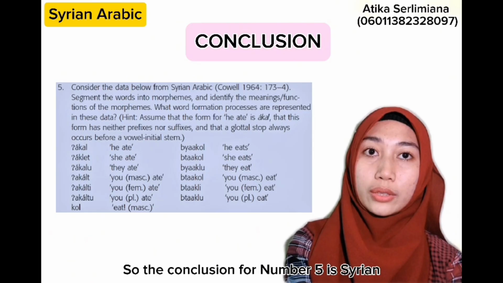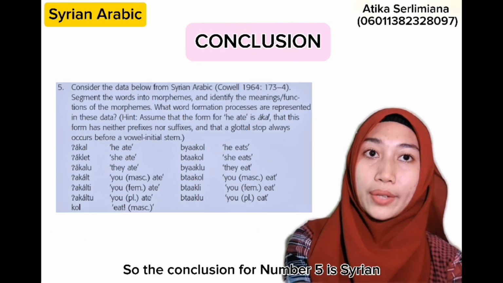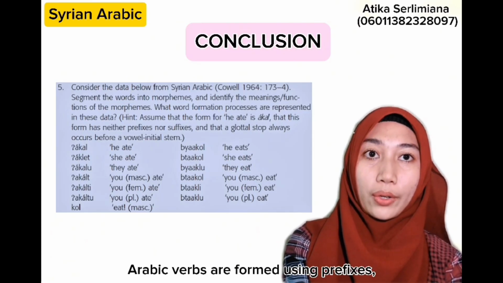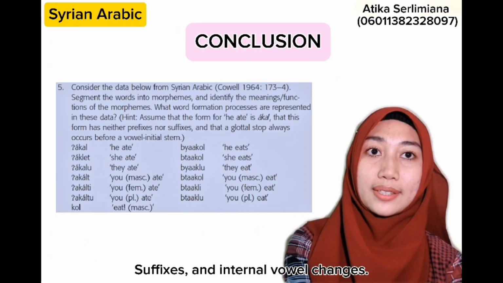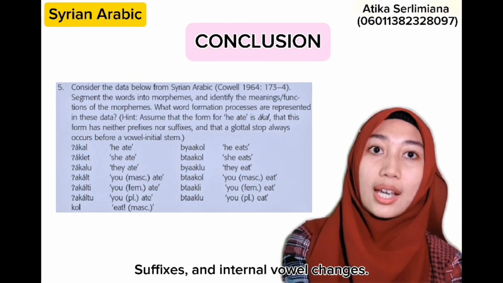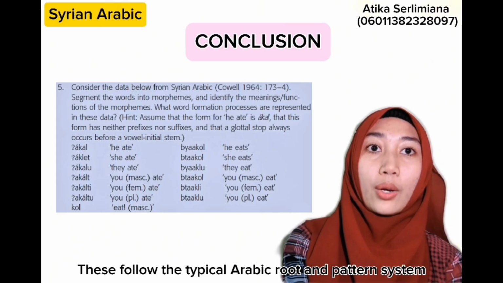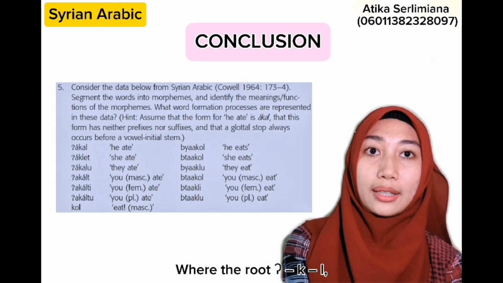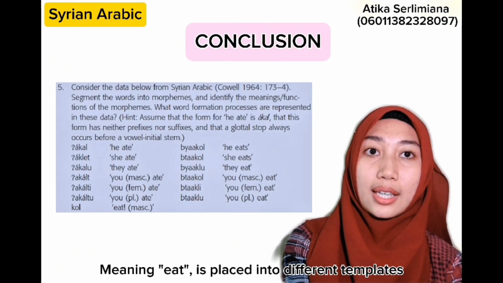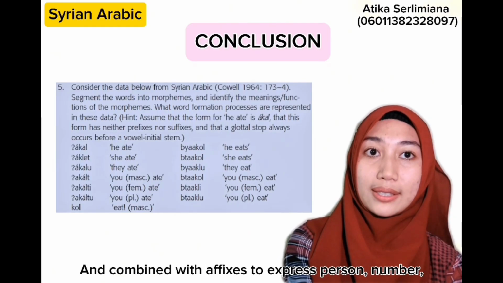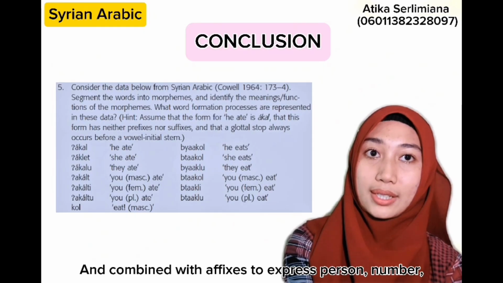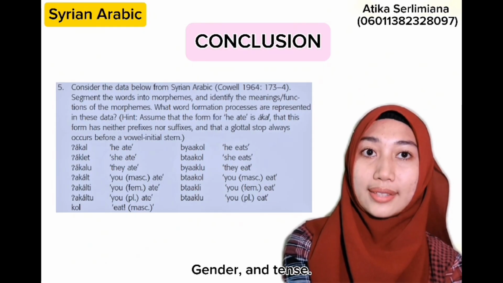So, the conclusion for number 5 is Syrian Arabic verbs are formed using prefixes, suffixes, and internal vowel changes. These follow the typical Arabic root and pattern system, where the root glottal KL, meaning eat, is placed into different templates and combined with affixes to express person, number, gender, and tense.